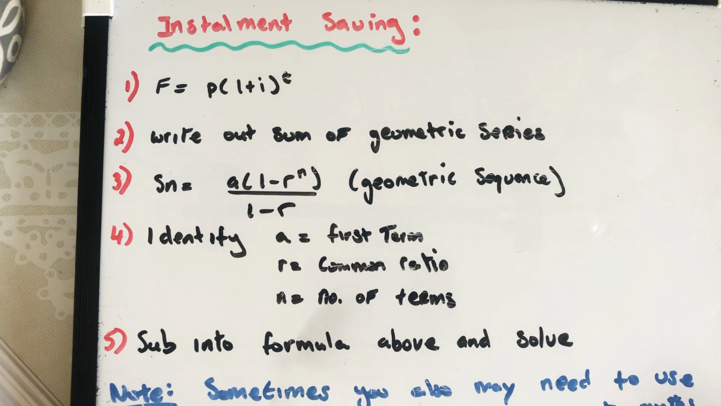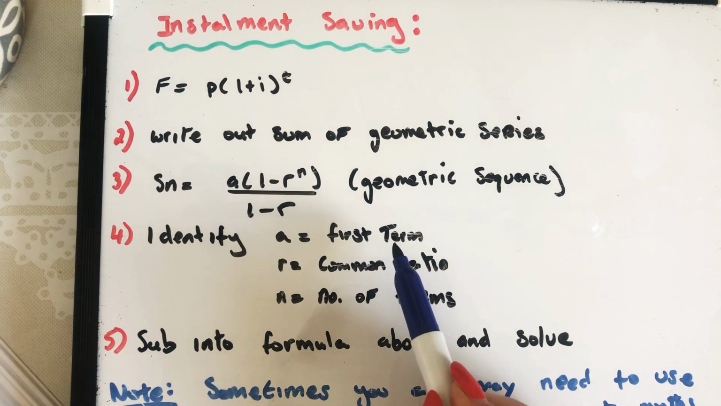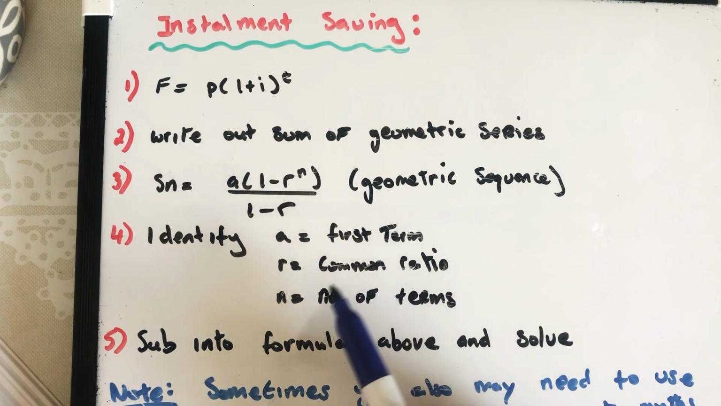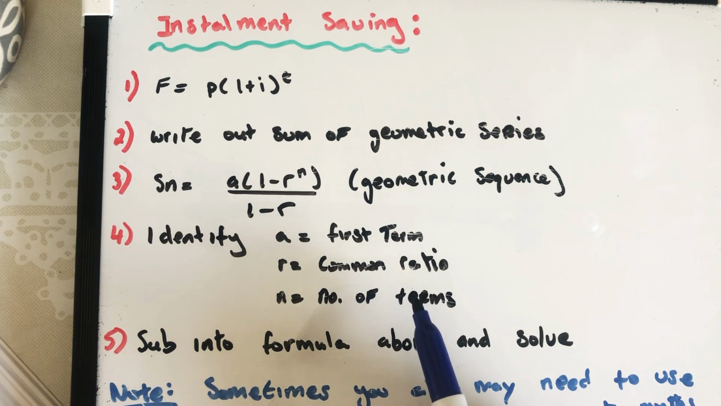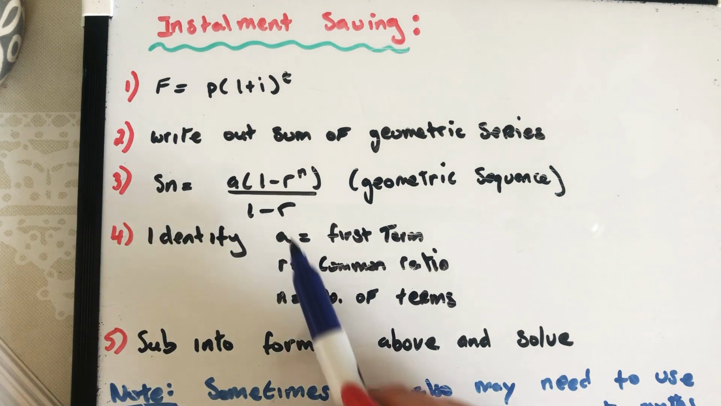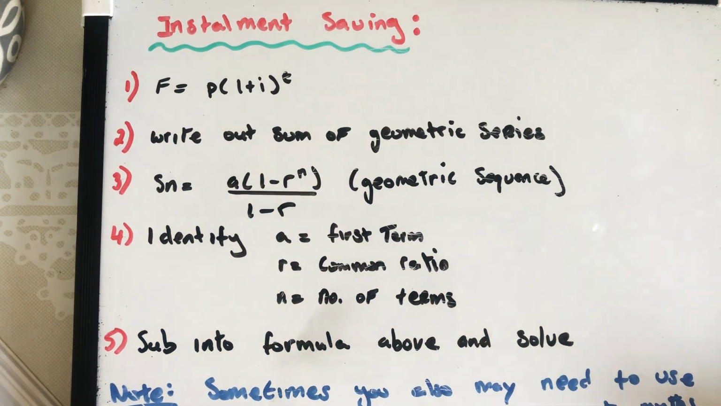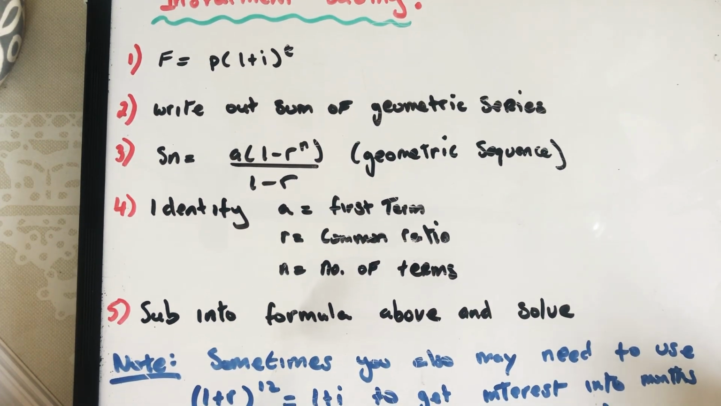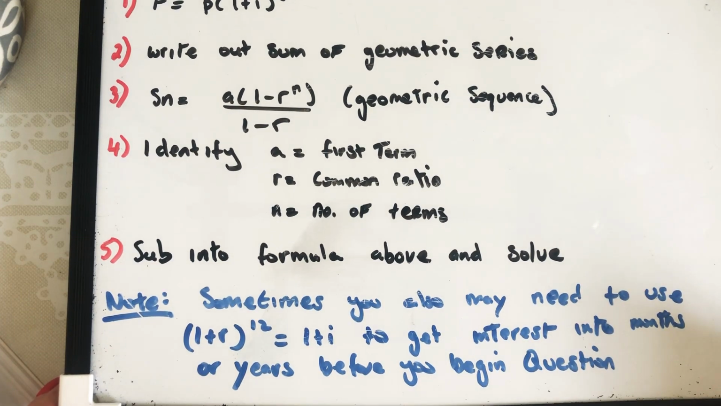Next of all, we identify 3 numbers: your a, your r and your n. Your a is your first term, your r is your common ratio, and your n is the number of terms. When I do an example, I'll go through this in more detail for you as well. And then finally, we sub in these 3 values into the geometric series formula, and then we solve. Note as well that sometimes you may also need to use (1 plus r) to the power 12 is equal to 1 plus i to get interest into months or years, depending on what format you want your interest to be in for the question.